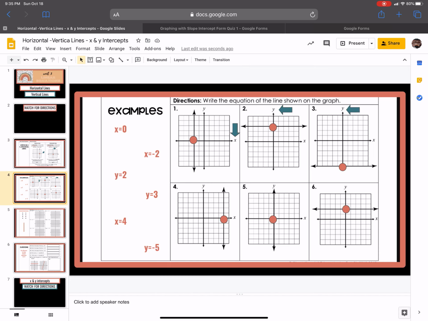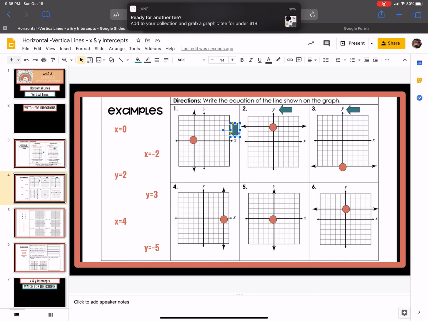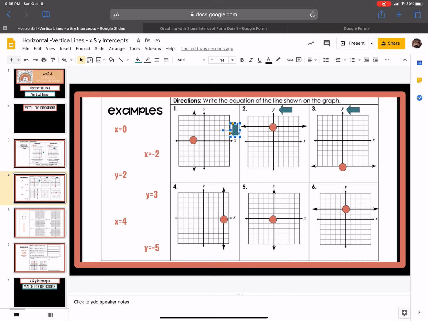So this slide, as you can see, I got you started on the first 3, and I have dots where it is intercepting to help you. Notice that this arrow is pointing at the x, and that's because it's passing through the x-axis. So it's obviously going to be x equals. And then I'm going to count and see what it equals, and it equals -1, -2. So you're going to find the matching one and drag it over here. X is equal to -2. And you're going to do the same thing for all 6.